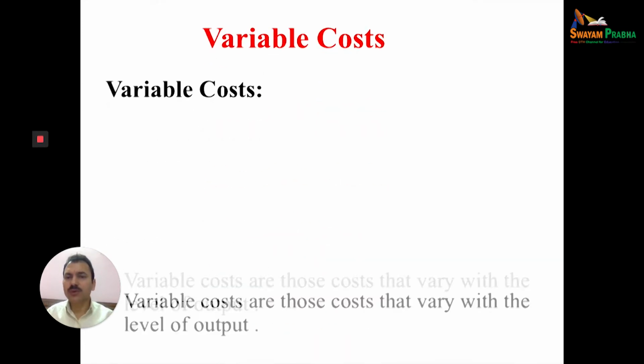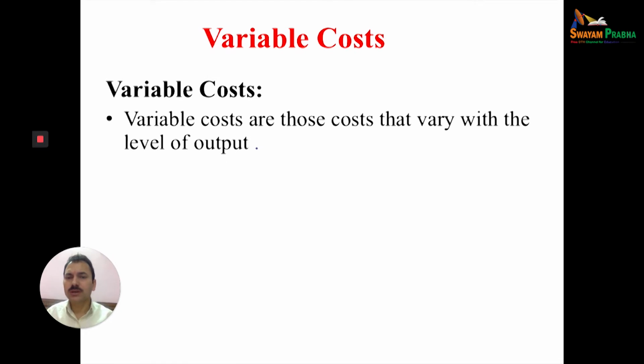Whereas variable costs are those costs that vary with the level of output. As you increase production, cost will also increase. If you stop the production, the cost will stop. That is variable cost.